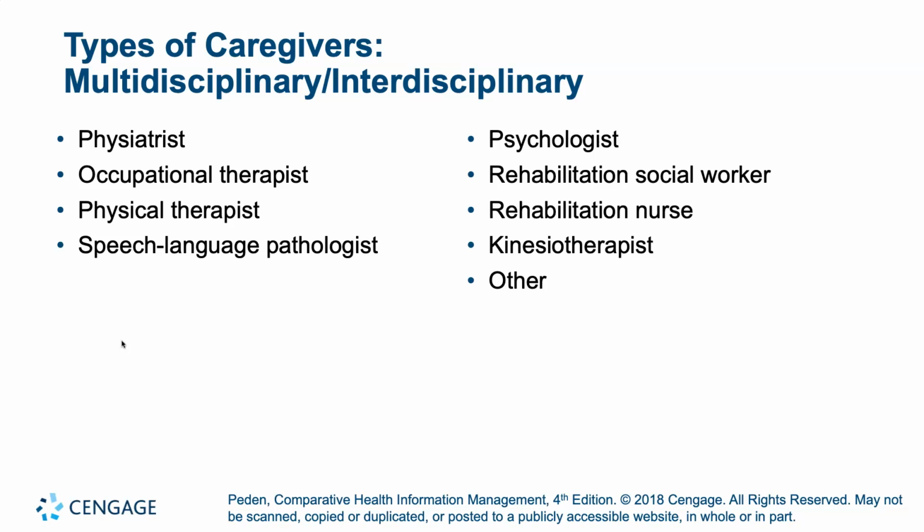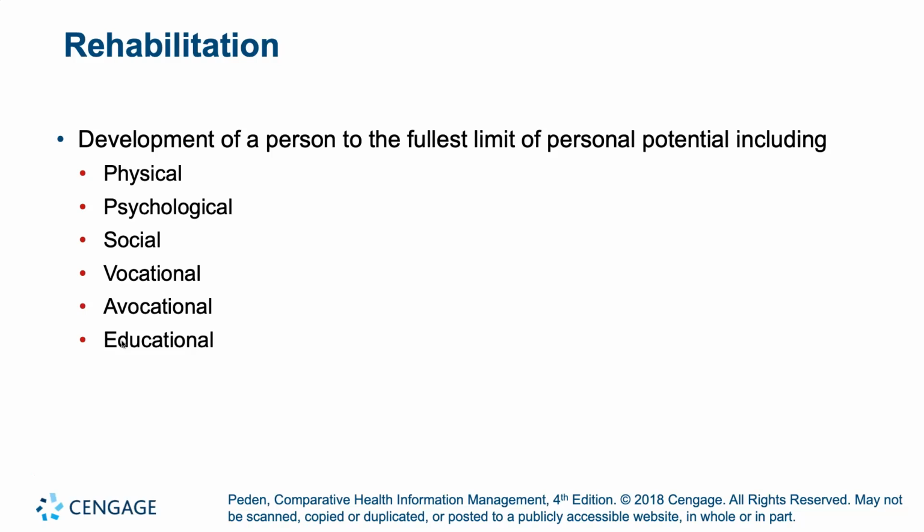Occupational therapists, physical therapists, speech language pathologists, psychologists, rehab social worker, rehab nurses, and kinesiotherapists. And then, of course, there's others. But again, everything is really focused around where's the patient at currently and how can we get them to their fullest functioning level in all those areas that we talked about at the beginning back on this slide. So that's what all that team of people is working toward.